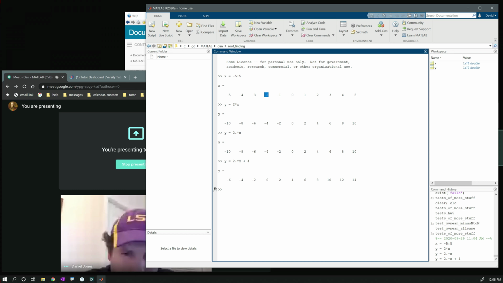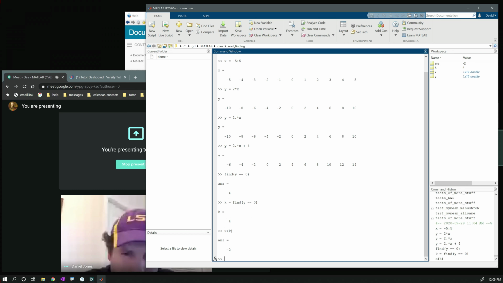We can kind of see that up here, but to get MATLAB to figure that out, we can say, let me see, find where y is equal to 0. Let's see what I get. Now I get a 4. What that means is the fourth element of y is where the 0 is. And then I can take that number, let's just give it a value of k for now. And then I can say, give me x of k, x of 4, so the fourth element of x, and it's -2.